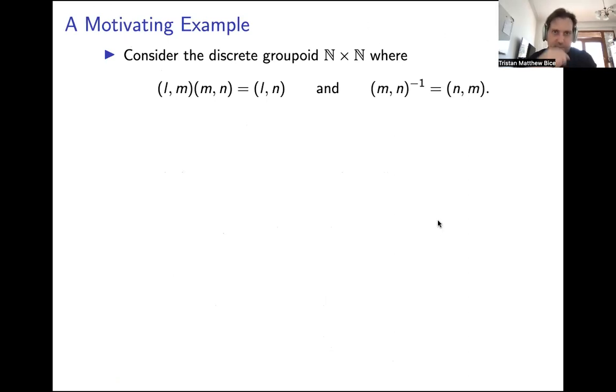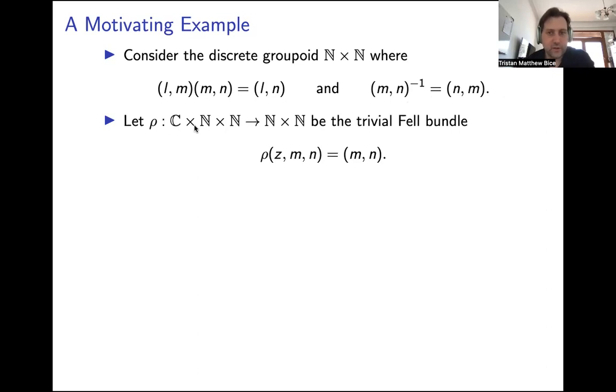So let's consider the discrete groupoid, which just consists of all pairs of natural numbers, right? Where the product is like we were mentioning either last week or the week before, defined as you would expect. So products are defined when the right term here is the same as the left term, and in which case the product itself is equal to the remaining terms, L and N here. And the inverse in this groupoid just switches the order of the pair.